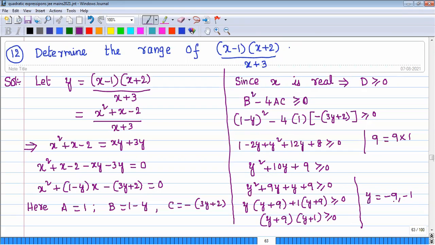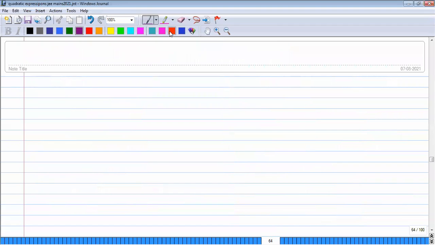Understood now? First the least value, next the greater value. We need to write minus 9 first: this is alpha, this is beta. Alpha must always be less than beta. In total, in this chapter, we generally consider it like that. So minus 9 comma minus 1. So take the help of the number line.